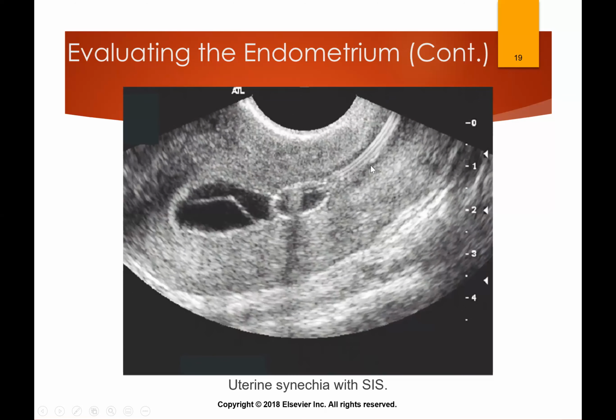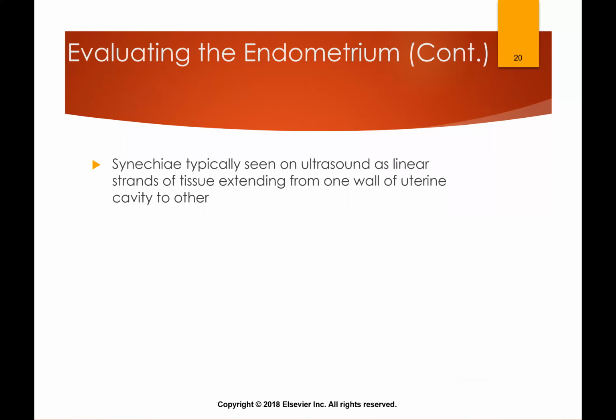So this is the catheter going into the endometrium, pushing the fluid in there, and you can see this band called uterine synechiae, probably from like a uterine adhesion that could impede fertility too. Synechiae are typically seen on ultrasound as linear strands of tissue extending from one wall of the uterine cavity to the other. And you will see these when a patient is pregnant too.